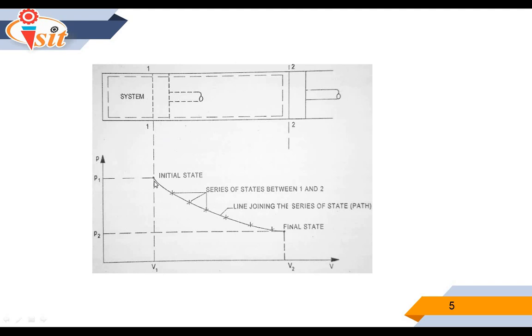That's why P1 is the initial state and P2 is the final state. And if we consider V1 as the initial state and V2 as the final state, when the state changes from 1 to 2, there is a series of states between 1 and 2. When we join this series of states, that is called a path. So in this figure, the initial state, final state and path of the state are shown.